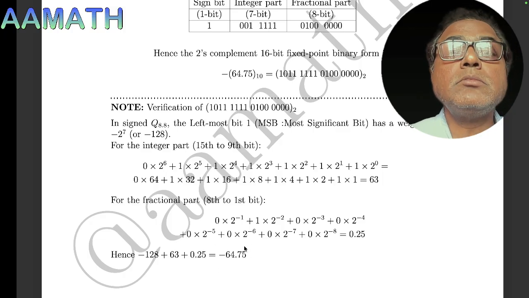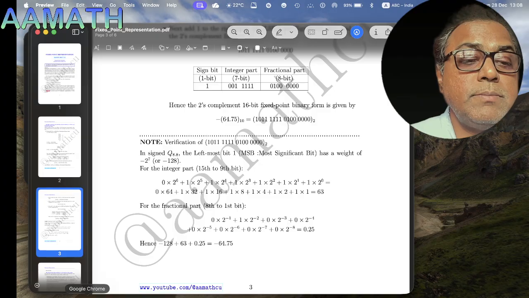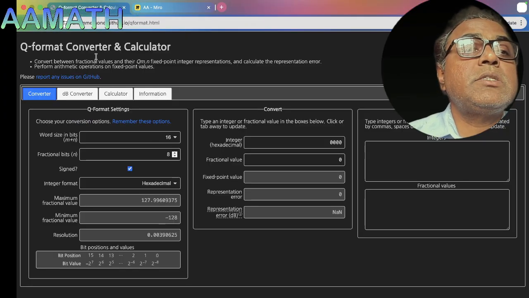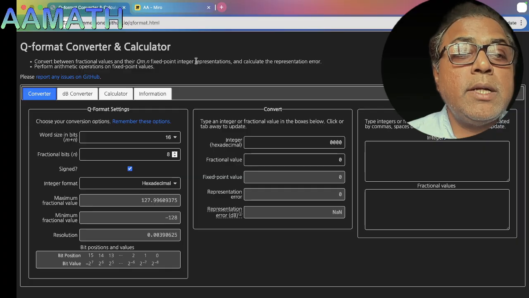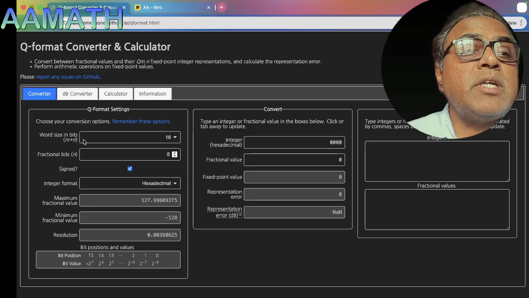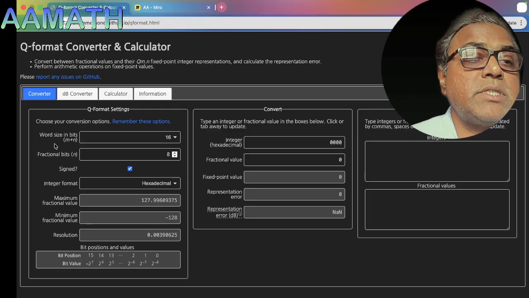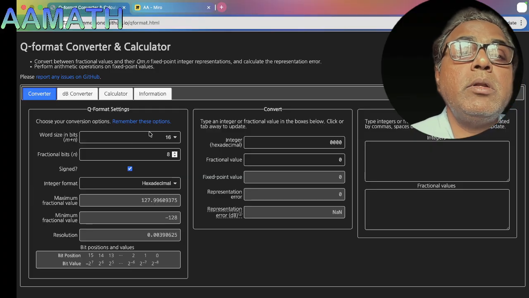Now, we can verify this from this Q format converter and calculator. This word size is m plus n. This n means the fractional bits, this 8, and the remaining 8 bits: 1 bit for sign and 7 bits for the integer part.